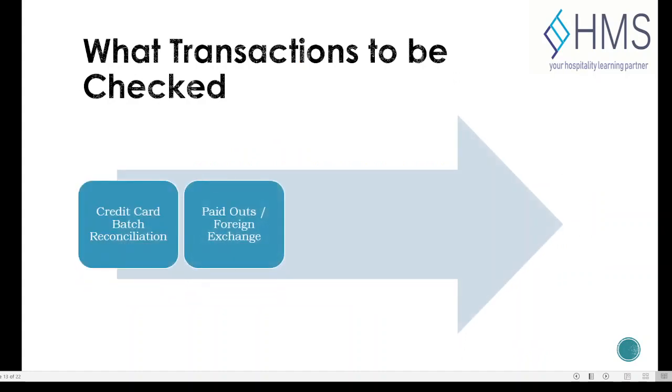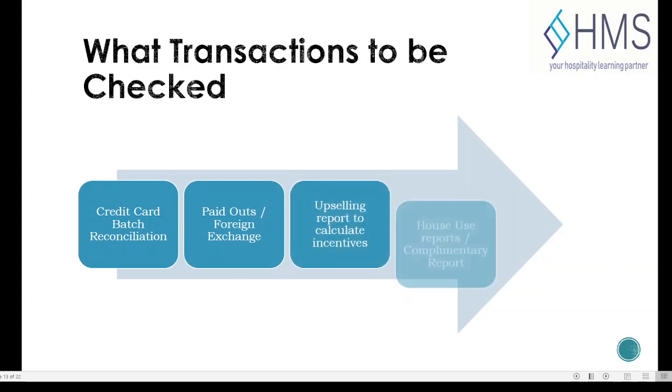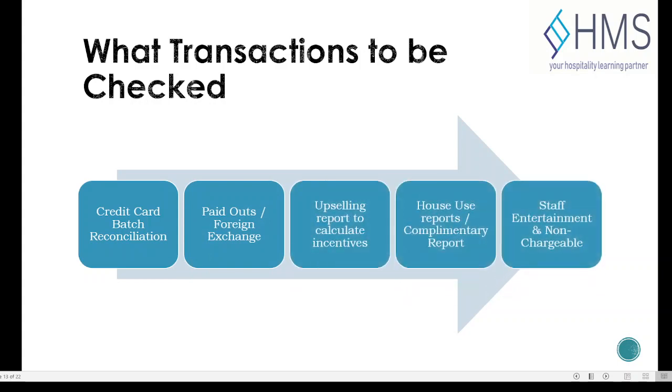So you can add the accounting code into it. So these are the other transactions that the income audit is checking on a monthly basis: batch credit card balance reconciliations, paid outs. Paid outs, basically, they check only the foreign exchange. They just check only whether the signatures are there or not, and whether the policy of the company is followed or not, meaning the paid outs are not given more than the policy.